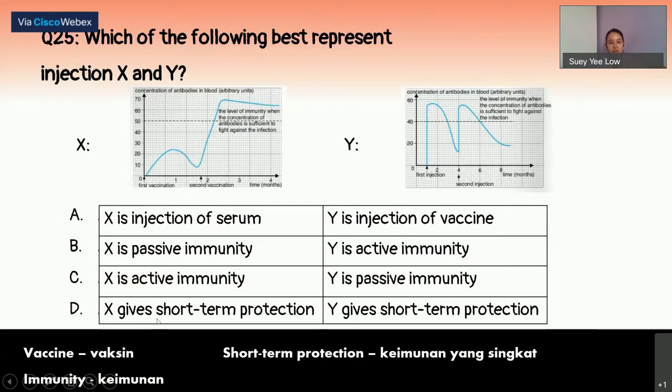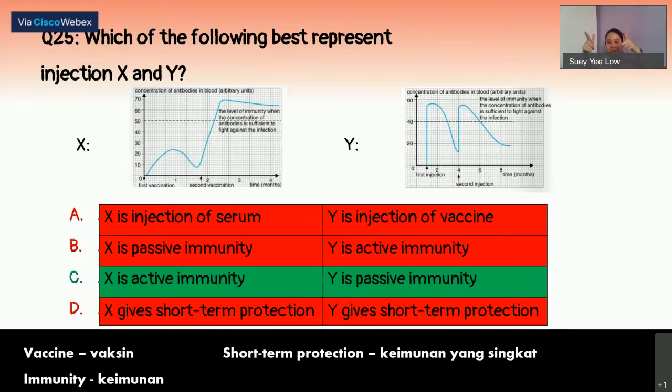Okay, D says it gives short-term protection. No, but yes for Y, it gives short-term protection, as in your injection of serum. So A and D are wrong already. You have to decide which one is active and which one is passive. As you can see, this one is the injection of vaccine, right? Vaccine is the one that injects you with dead and worn pathogens, so your body will build up immunity itself. So it means it is an active immunity. So the answer will be C.